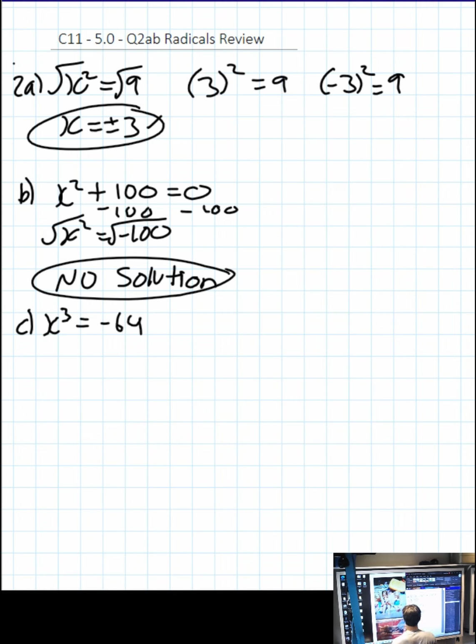So this time we have a cube root. We're going to have to cube root both sides. So on the left-hand side, the cube root of x cubed is simply x. And on the right-hand side, the cube root of negative 64 is what?